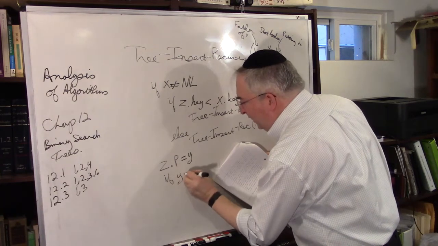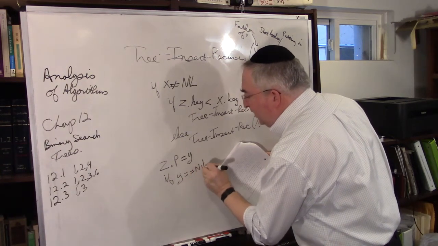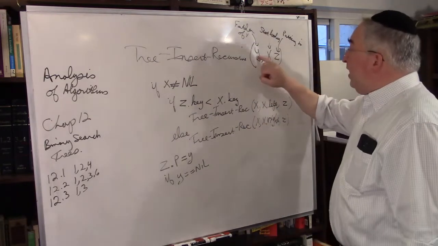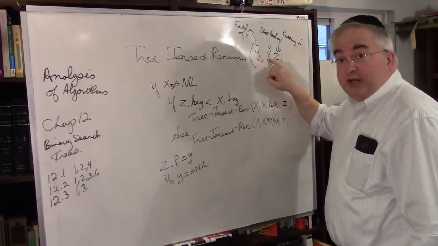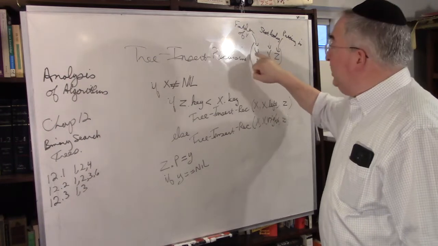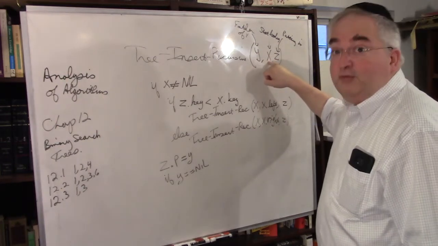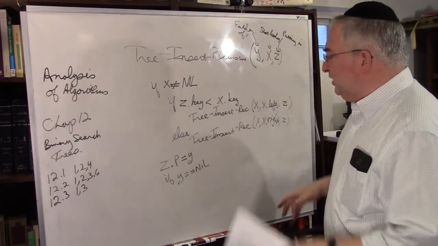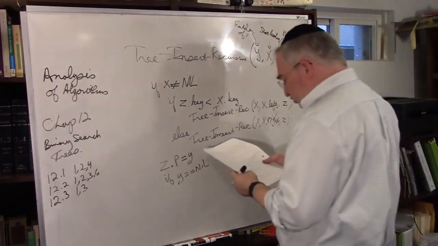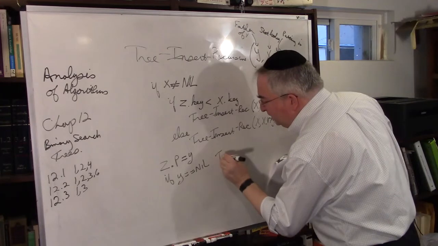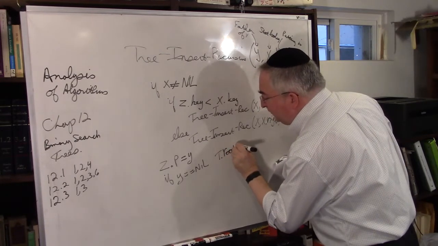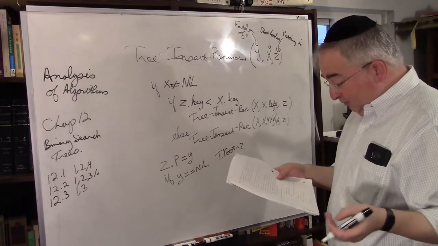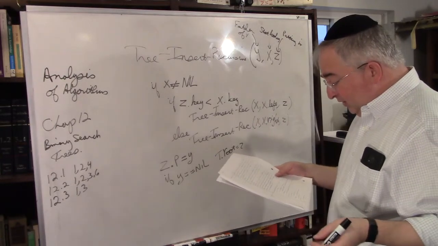If y equals nil. In other words, how could that be? How could the father of the person you're starting to look for be nil? The answer is if you're starting to look for the root, the father of the root is nil. So then what do you do? You do t dot root is equal to z. That means you have nothing there, put z in its right place.